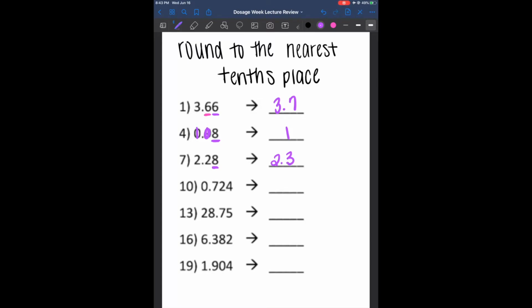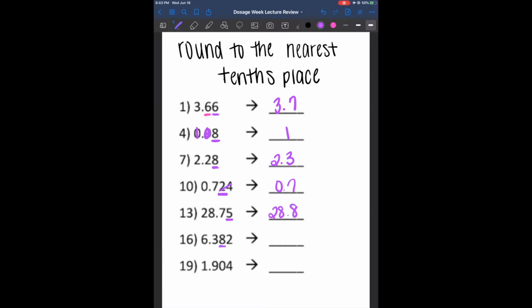Now don't let this next one trip you up. You're still wanting to look at this number to base your rounding on. So 0.724, that 2 is between 0 and 4, meaning we just want to drop everything else behind it like a bad relationship, and we just have 0.7. Now, 28.75, we're basing how we round on the 5. It's 5 or greater, so we want to add 1, which would make it 28.8.